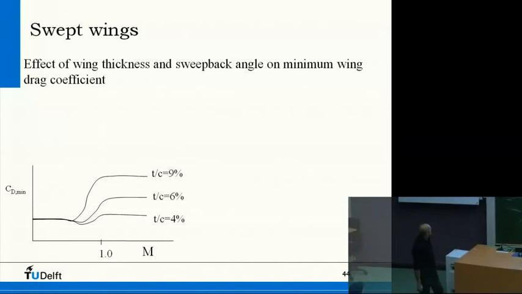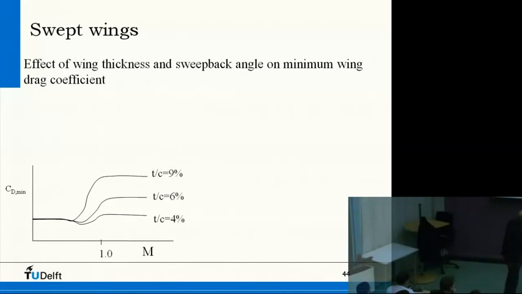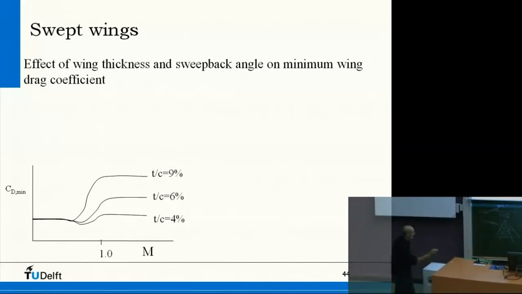So if we now look at the minimum CD of an airfoil that is 4%, 6%, and 9% thick, then this drag divergence comes in somewhere. For a 4% thick airfoil, nothing so much happens here. There's no very significant increase in CD if I go beyond Mach 1. If I have a 6% thick airfoil, then we see here the drag divergence, and for a 9% thick, we see it more prominently. So stay away from this part here, because you need a lot of fuel.